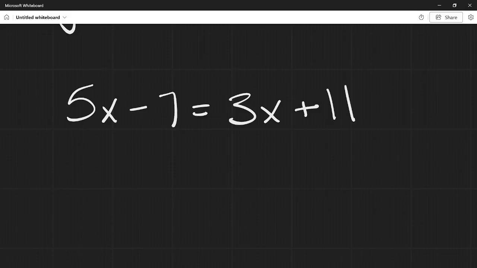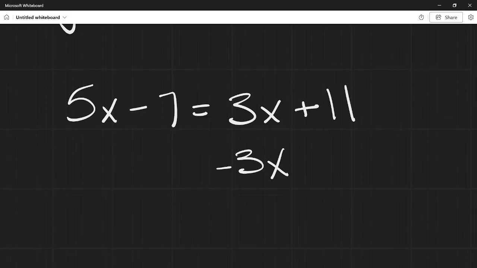And so let's think about this. What terms in this equation are alike? Well, it looks like we have a term here with an x attached to it and also a term here with an x attached to it. So let's combine those first. And so how I'm going to do that is I will move all of the x's to the left side and then all of the other numbers to the right side.